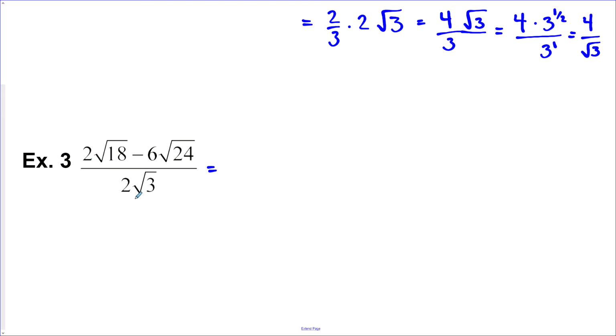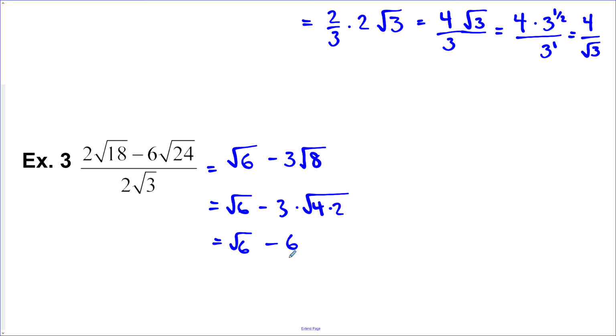So 2 divided by 2 is 1. And root 18 divided by root 3 is root 6. Next one, 6 divided by 2 is 3. And 24 divided by 3 is 8. And now try to simplify. This was just 2 times 3, so that does not have any perfect squares. This does have a perfect square. Take it out. Square root of 4 is 2, times 3 is 6, and there we'd be good there.